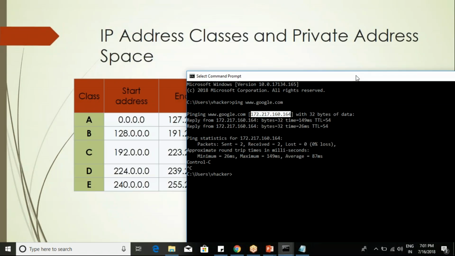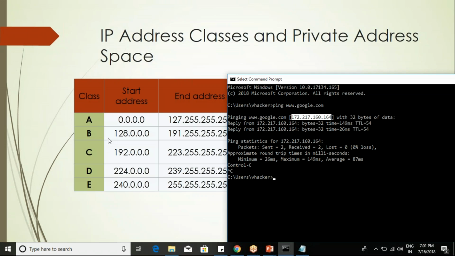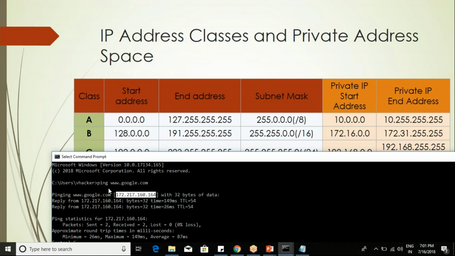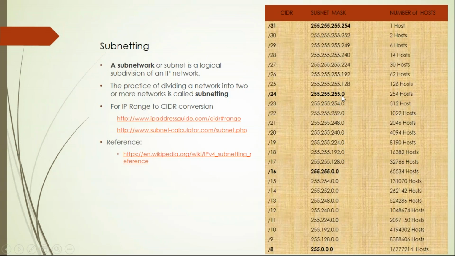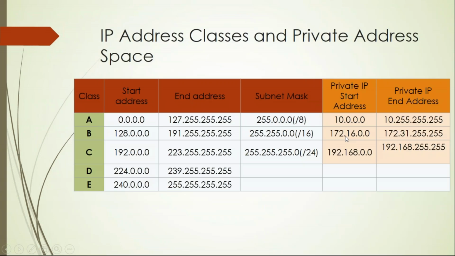172.217.160.164, that 172 means it comes under class B, but it is not in the range of private IP addresses, because 172.217, if you see, the private IP address space for class B is 172.16 to 31 only. This is the range for class B. For class A it is the 10 series. For class B it is 16 to 31. But here the IP address is 217, which means it is apart from this range, so everything else is a public IP address. Okay, the rest are all public IP address space.